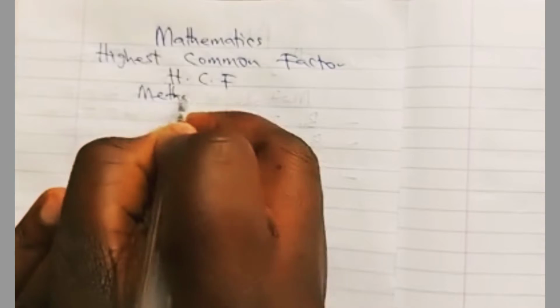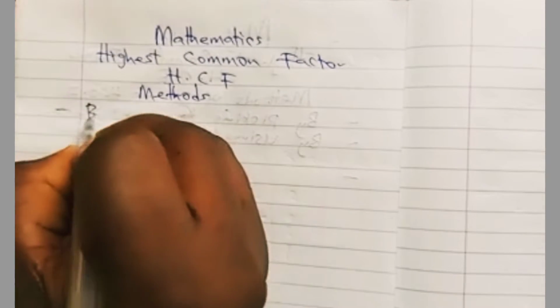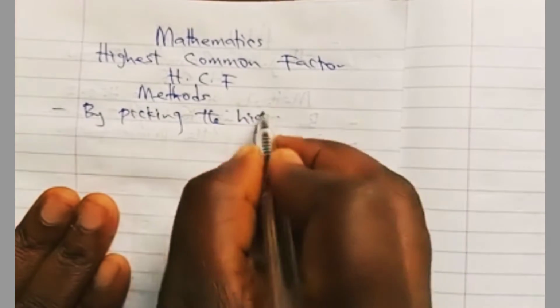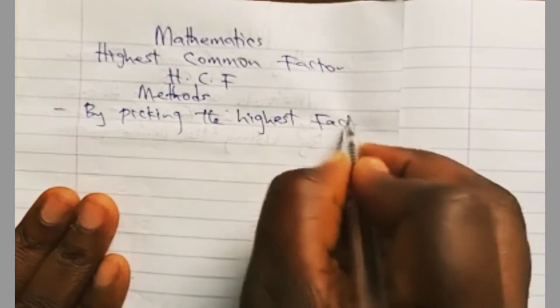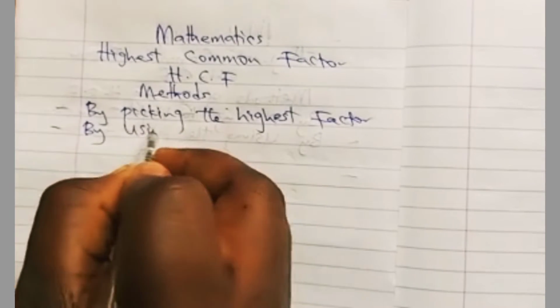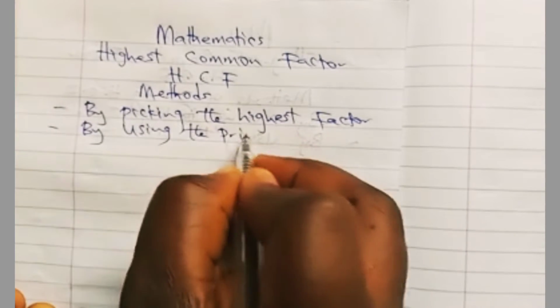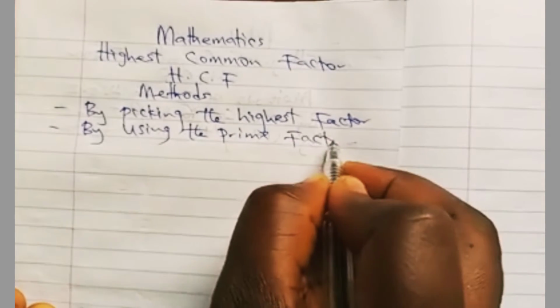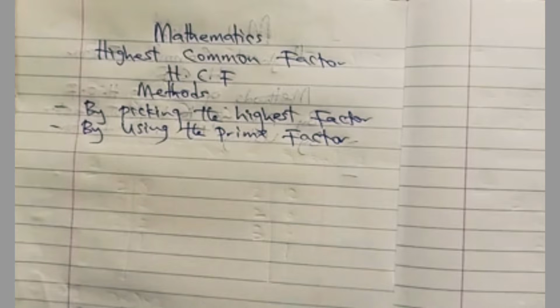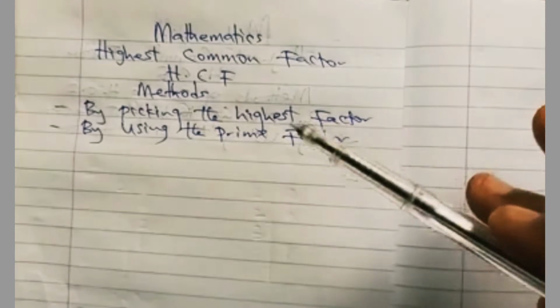Methods. Number one method is by picking the highest factor. And number two method is by using the prime factor, and that prime factor method can also be said to be the short division method. So now we are going to take some questions, and we are going to use these two methods to solve and see if we get the same answers.